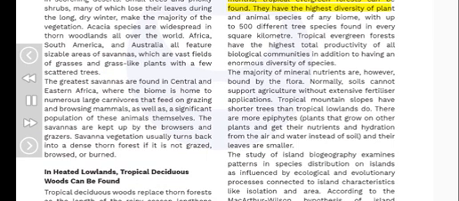Tropical evergreen forests can be found in equatorial places where annual total precipitation surpasses 250 centimeters and the dry season does not last more than 2 or 3 months. They have the highest diversity of plant and animal species of any biome, with up to 500 different tree species found in every square kilometer.